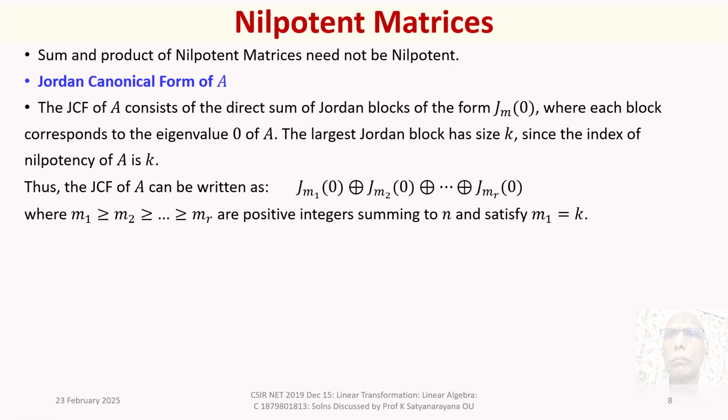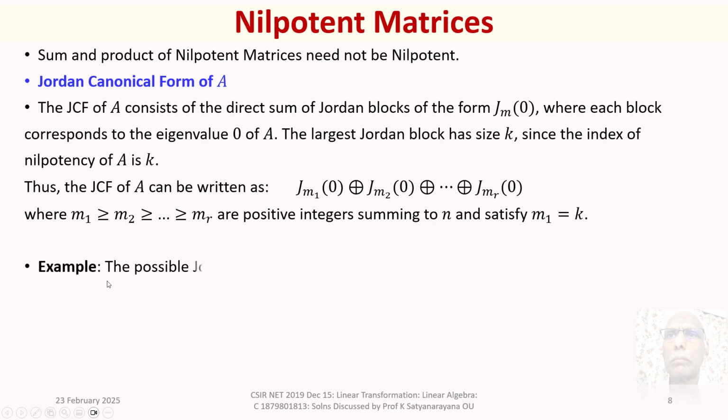And since our nilpotent matrix is of index k, one of them must have the order k. That means one of these m1, m2, ..., mr must be k. So let us say m1 is equal to k. m1 is equal to k is coming because our matrix A is a nilpotent matrix of index k. Therefore, one of them must be k, and that is the largest one. Therefore, in the beginning itself it should come. Therefore, m1 is equal to k.